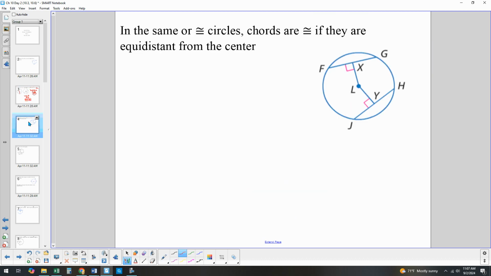In the same or congruent circles, chords are congruent if they are equidistant from the center. That means if this little segment here and this little segment here are the same, that makes these two chords the same. And the reverse is also true. If the two chords are the same, they will be the same distance away from the center. Remember, distance from a point to a line always has to be measured with the right angle. If we don't have the right angle there, we cannot determine that those are in fact equidistant.